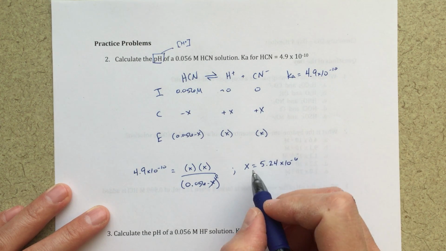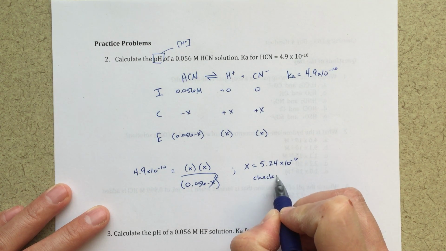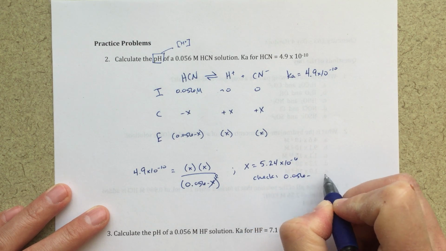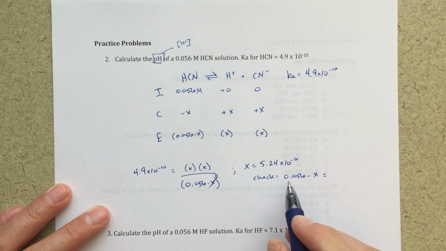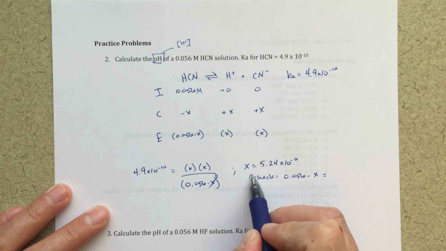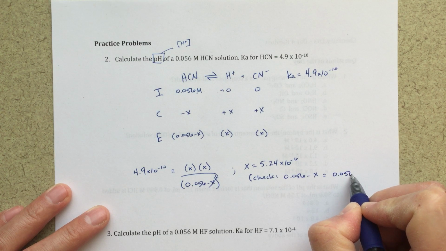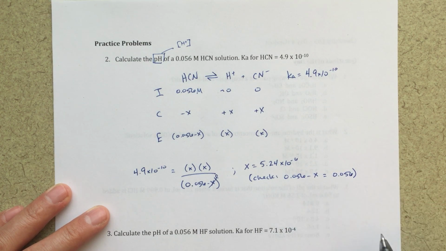Another quick check is that we can take 0.056 and subtract that x value. What if I did subtract this? What do I end up getting? You end up getting the same exact number, right? So that equals 0.056, which should tell us that's a good assumption.